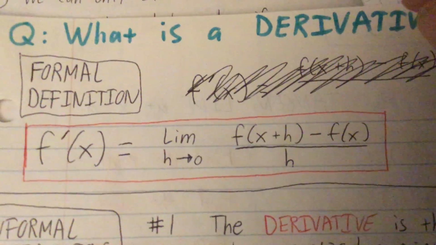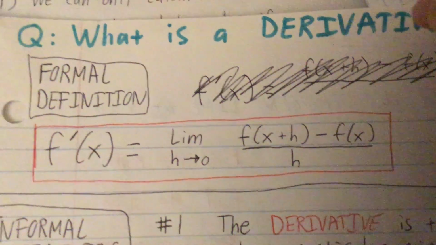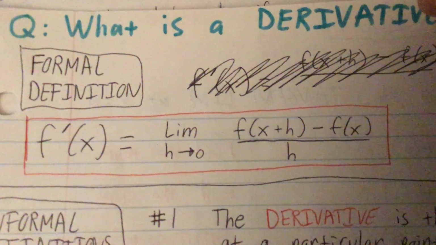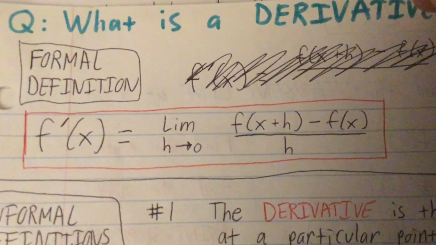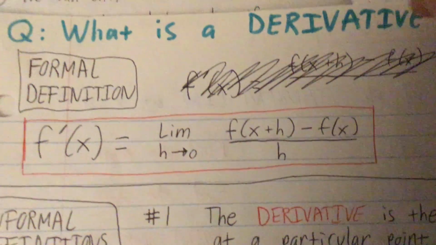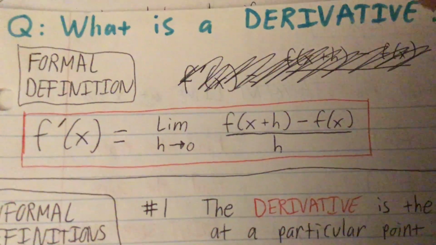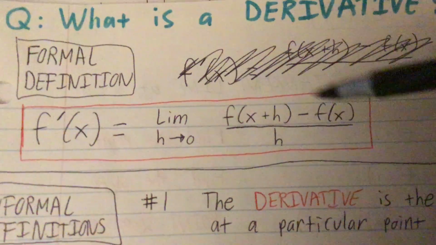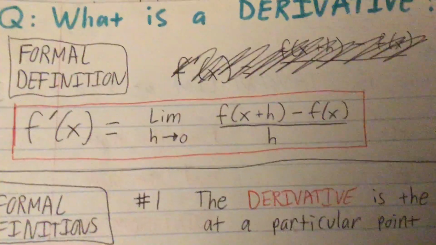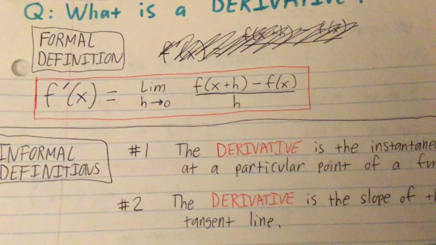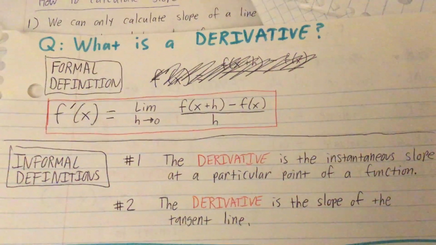I'm not going to stress too much about the formal definition. If time permitting and you make a special request to do formal definition of derivative problems, I might do it, but I'd rather you understand what it is. It is basically the slope formula at one point. But if you want to know the informal definitions, these are the two most popular.